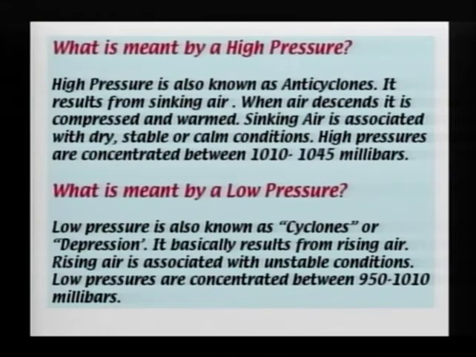Now we'll look at what we mean when we talk about high pressure and what we mean when we talk about low pressure. This information we've already looked at from the introduction of our work on pressure from page 11. But to recap, note, high pressure is also known as anticyclones. It results from sinking air. When air descends, it is compressed and warmed. Sinking air is associated with dry, stable, or calm conditions. And high pressures are concentrated between 1,010 to 1,045 millibars.